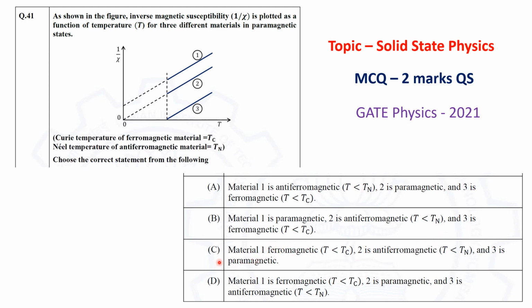Option C is material 1 is ferromagnetic for T less than Tc, material 2 is antiferromagnetic for T less than Tn, and material 3 is paramagnetic. And the last option, option D, is material 1 is ferromagnetic for T less than Tc, material 2 is paramagnetic, and material 3 is antiferromagnetic for T less than Tn. So we have to identify properly which material corresponds to which curve. So let us see how to solve this problem.